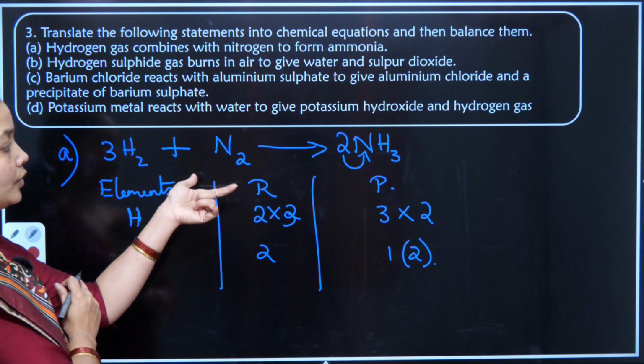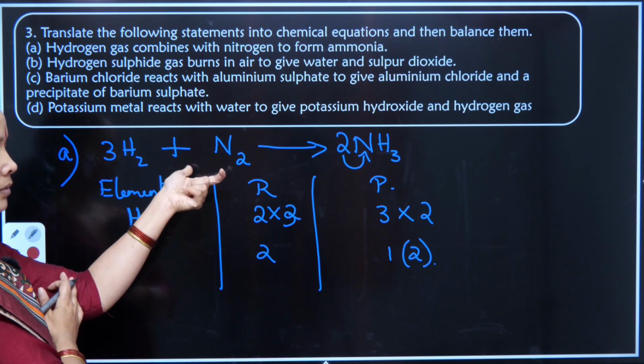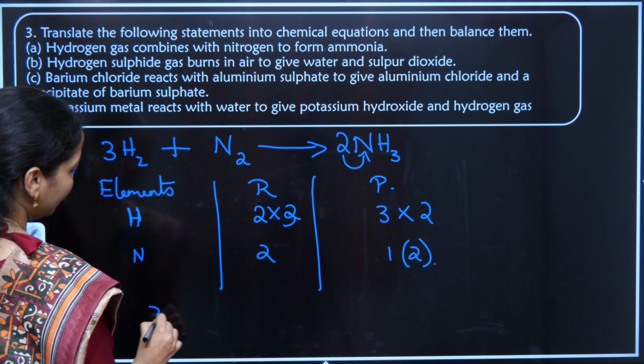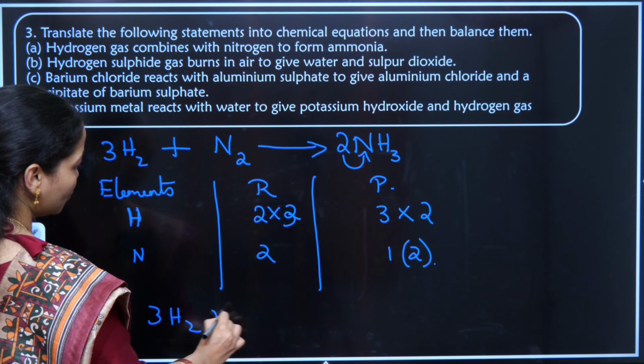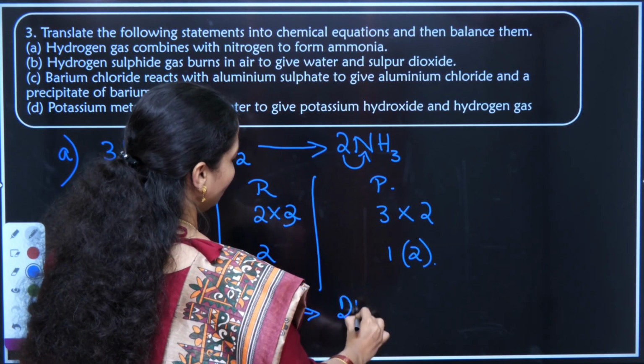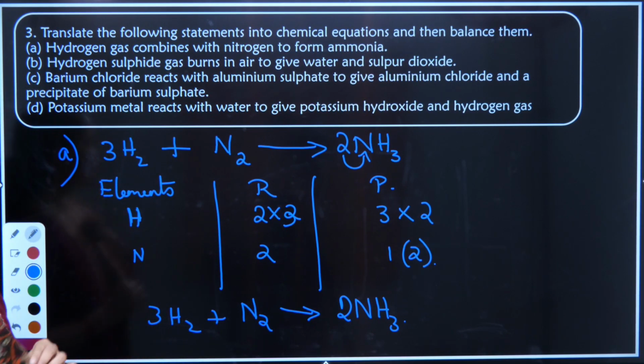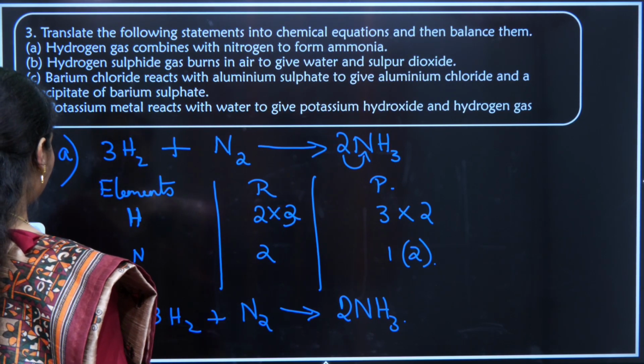Therefore there is no need to write any number in front of the nitrogen in the reactant column. Therefore the balanced chemical equation will be 3H2 plus N2 giving me 2NH3. This is the balanced chemical reaction. Going to the second question here.